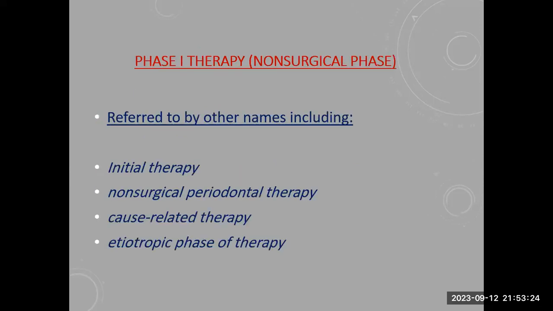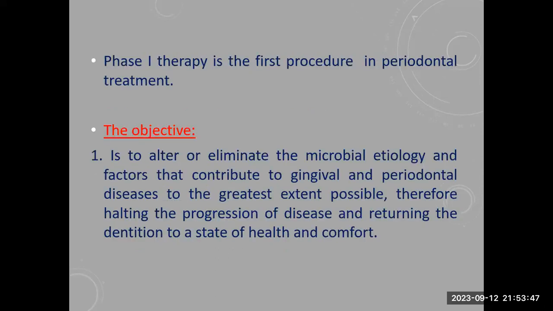So the first phase in periodontology is called the non-surgical phase. I'm not going to put the patient through any surgery unless I do the non-surgical phase first. It's referred to by other names: initial therapy, non-surgical periodontal therapy, cause-related therapy, etiotrophic phase of therapy. Phase 1 therapy is the first procedure in periodontal treatment. Once I've done the emergent treatment plan and taken care of the patient's needs, I enter him in phase 1 therapy. This is the first periodontal treatment procedure.